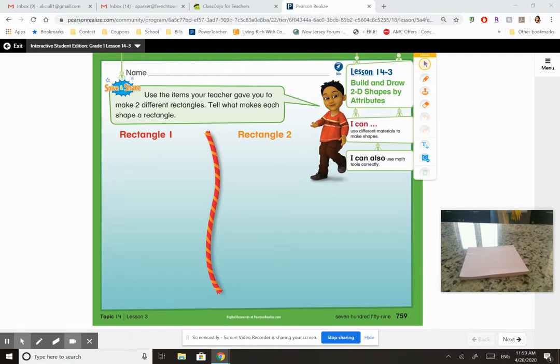So before we start, though, I want to talk really quickly about rectangles, okay? So rectangles are very special. The rule of what makes a rectangle is that it needs to have 4 sides and 4 vertices.